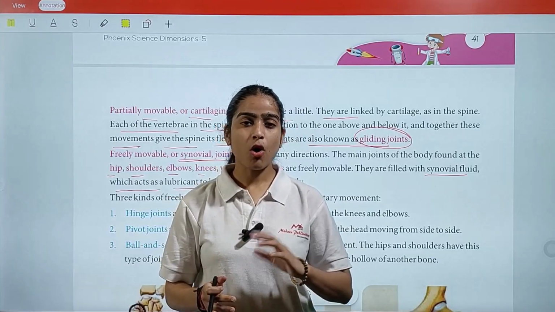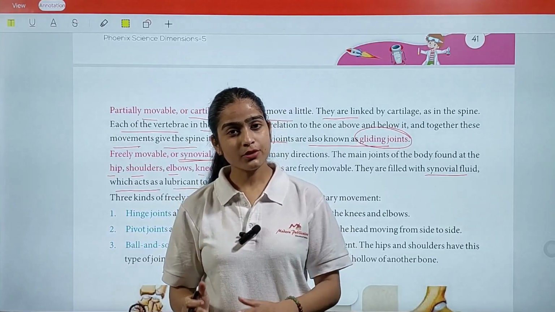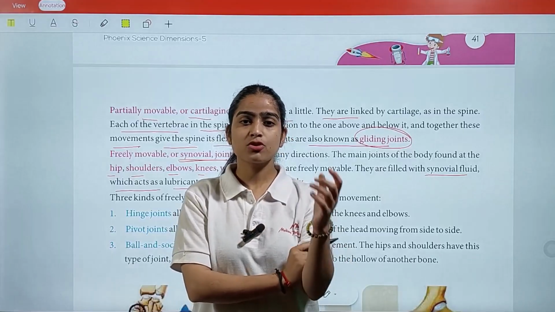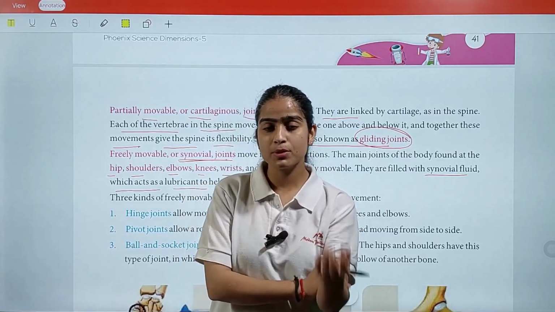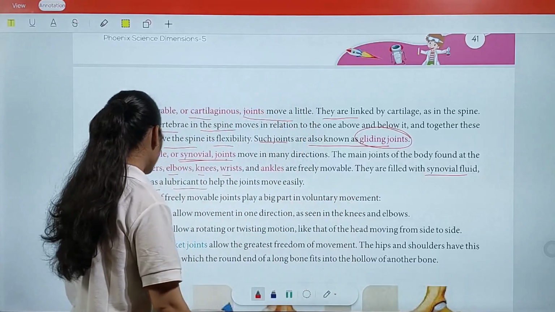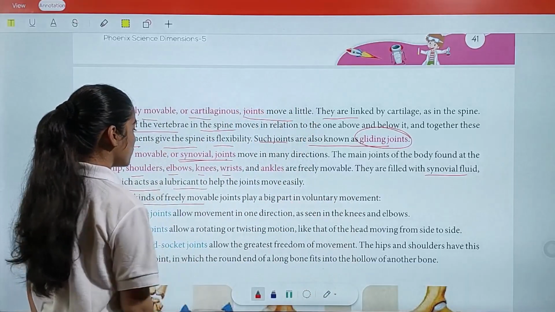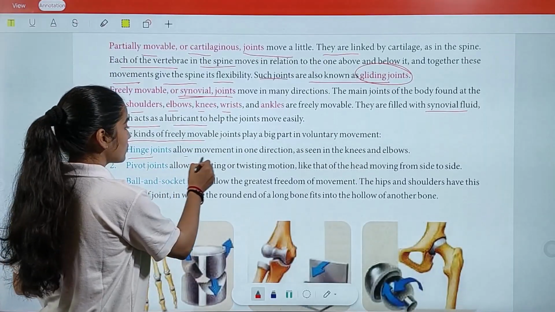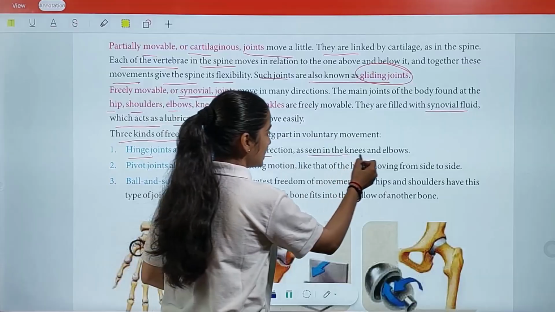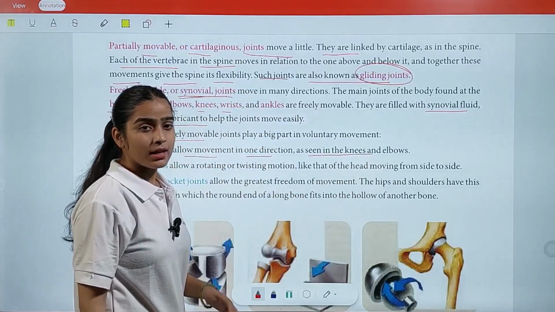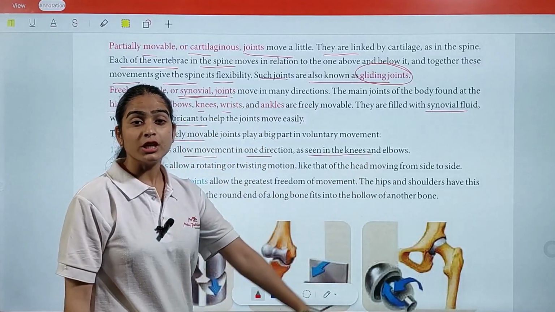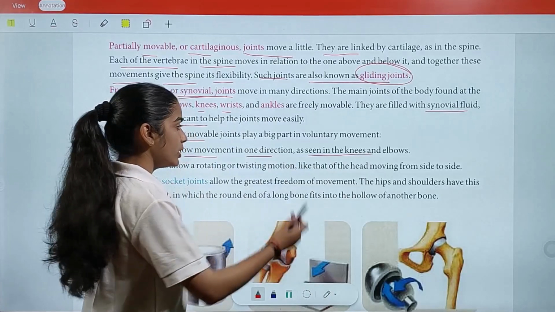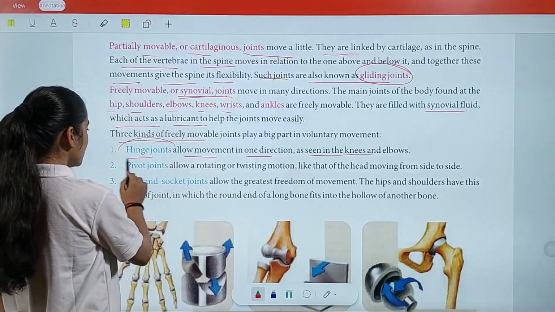So we use an oil kind of thing, and this oil is already present in our body, in our joints, which will help us to move properly or fully. Now, three kinds of freely movable joints play a big part in voluntary movement. Hinge joint allows movement in one direction, as seen in the knees and elbows. So what you have to do is move your knee, and observe how it moves only in one direction. So this is called your hinge joint.